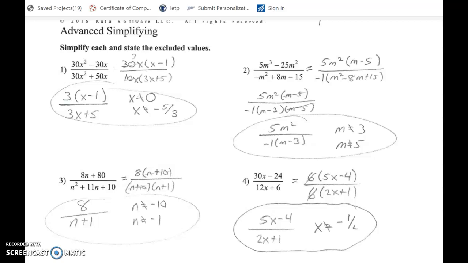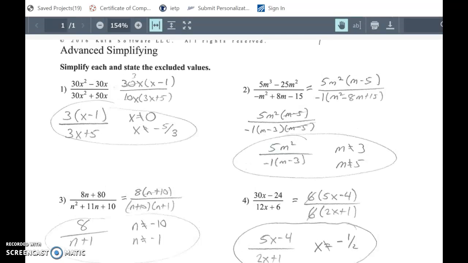Hello everybody. I'm making a quick video here to try to help clarify the concept of excluded values. When we're talking about excluded values, what we're talking about is what you see here on the screen, the answer key for our second day's homework. You see this example that x can't be 0 and x can't be negative 5/3. Those are what we call excluded values.